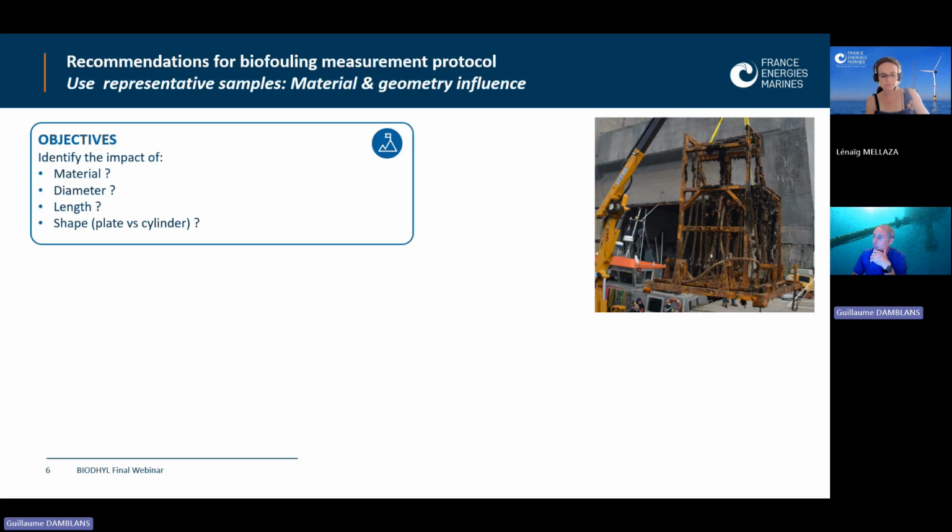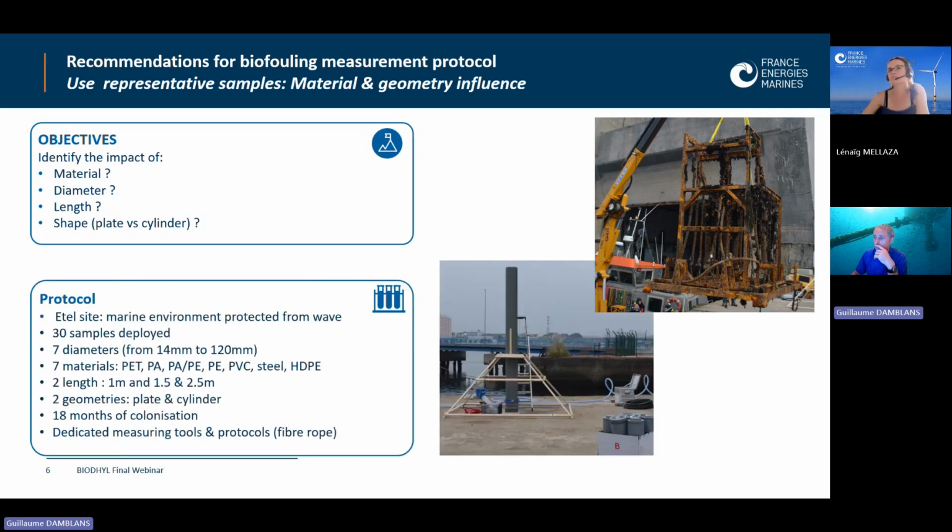So in the first experiment, we performed this at the Ethel site. We systematically deployed different materials, different diameters, different lengths, and also different shapes. So plate, but also cylinder, to assess if there is an influence. The fact that we used cylinders, so rope and tube, obliged us to develop some specific measurement tools. So it was something exotic, I mean.